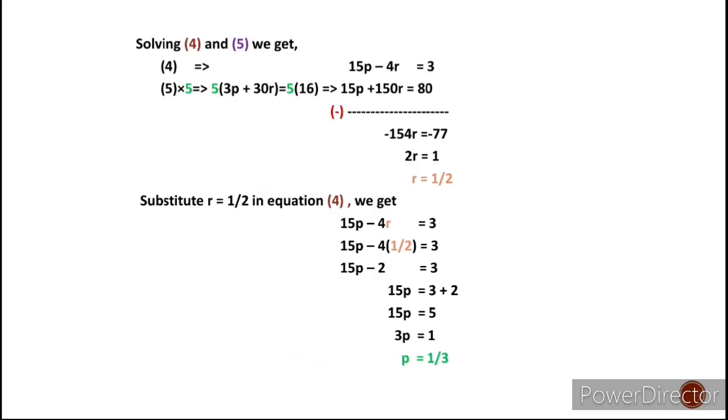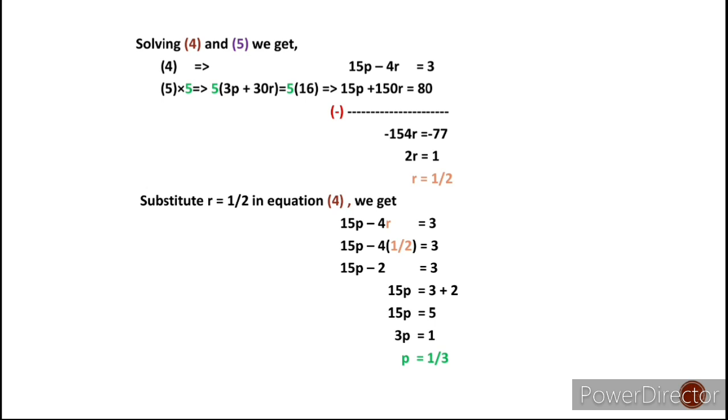Next, solving 4 and 5. We have to solve equations 4 and 5. So I write the fourth equation as it is: 15p minus 4r is equal to 3. How can we solve? First we have to eliminate any one variable, either p or r. To eliminate any one variable, what is the condition? The coefficients must be the same. So I write equation 4 as it is.